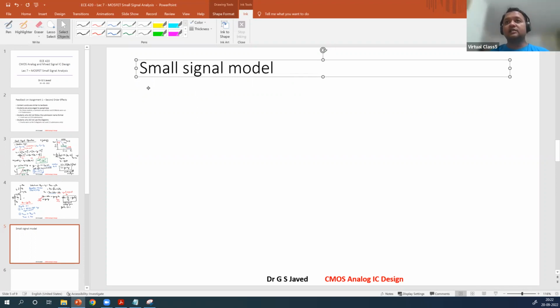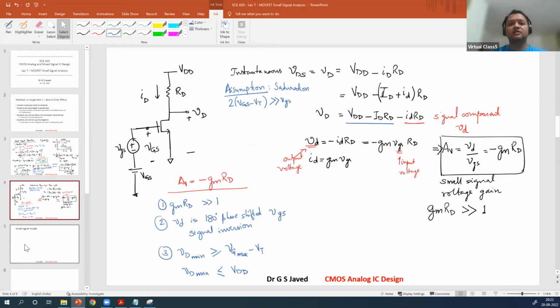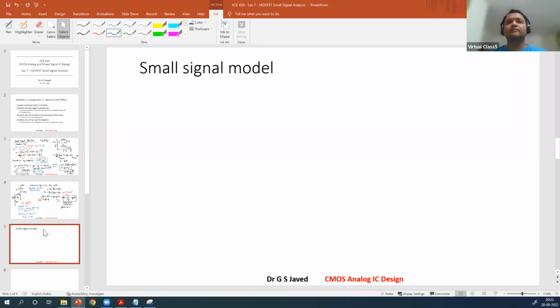Let us now construct the small signal model. How do you replace? Let us use the same figure from before to help the construction, but we will write it a little smaller.